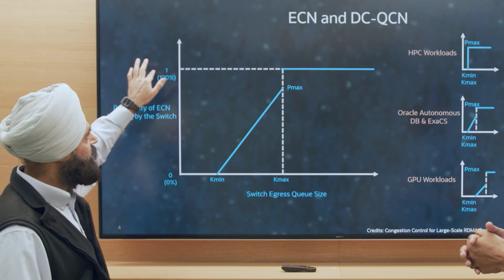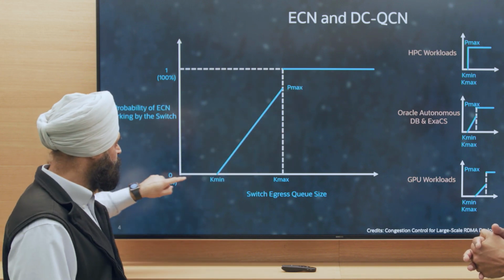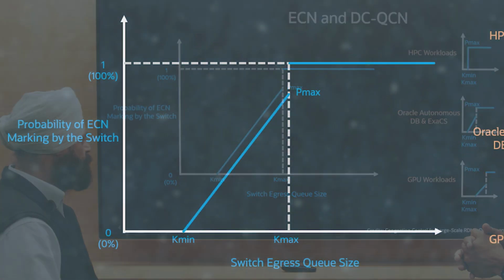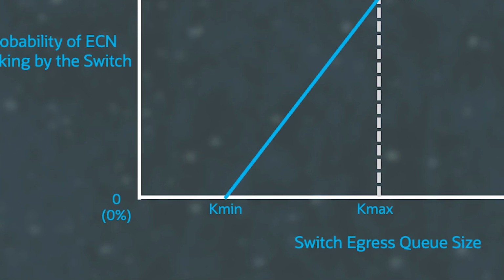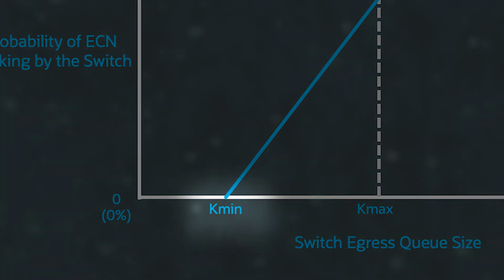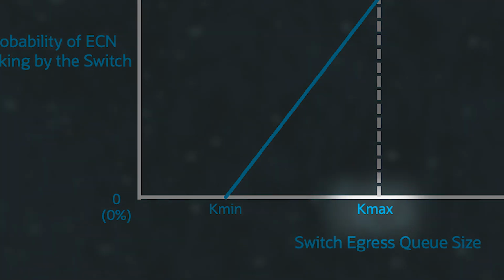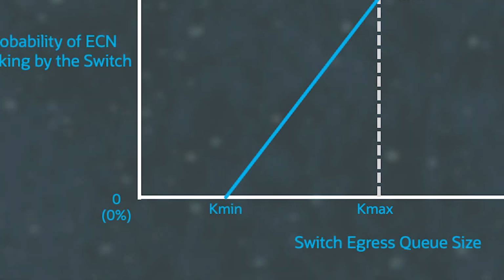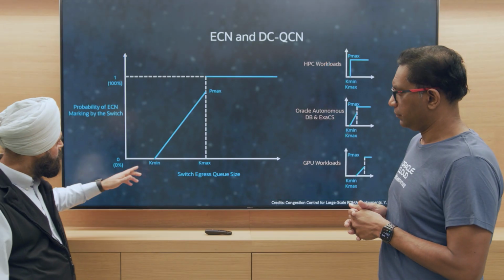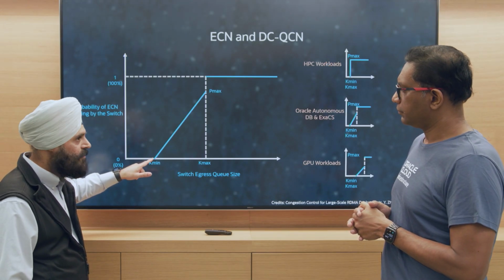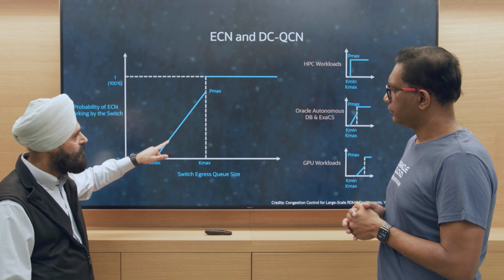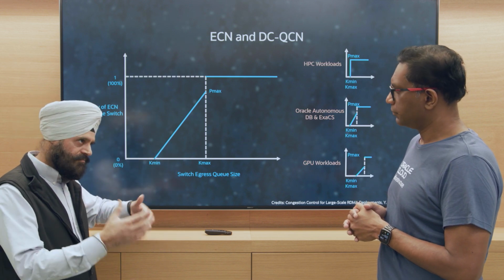When the probability is 1, every packet is being marked. When the probability is 0, no packets are being marked. There is a threshold called Kmin from which you start marking the packets, and a second threshold called Kmax when your probability of marking is maximum, like 100%. So we start marking at a minimum threshold, and we slowly increase the probability. We do random marking of the packets.